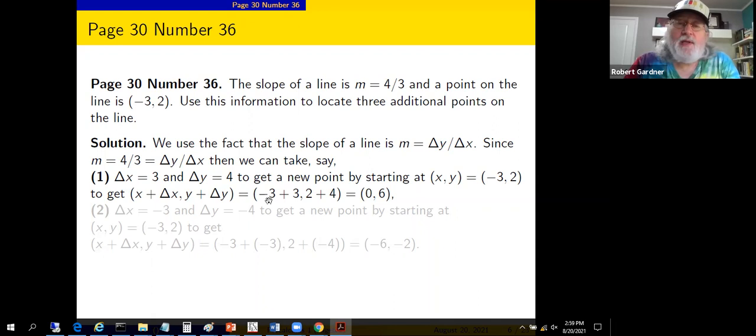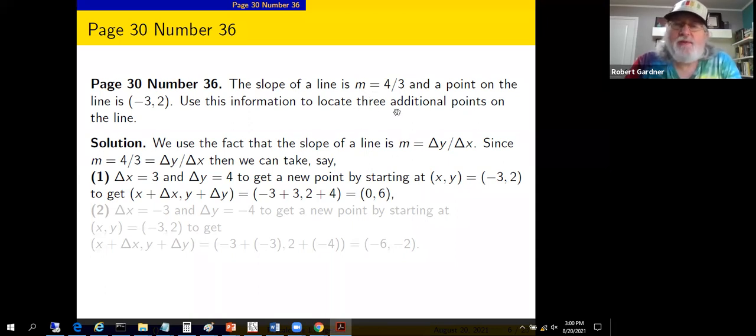Do the arithmetic. -3 plus 3 is 0. 2 plus 4 is 6. The point 0, 6 is also on the line. We went to the point -3, 2. We changed the x parameter by 3 and the y parameter by 4. We did a rise of 4 and a run of 3 in that verbiage. Algebraically, that produces this. Geometrically, I go back to my picture with rises over runs and deal with it from there. By the way, this line is going, quote unquote, uphill because the slope is positive.